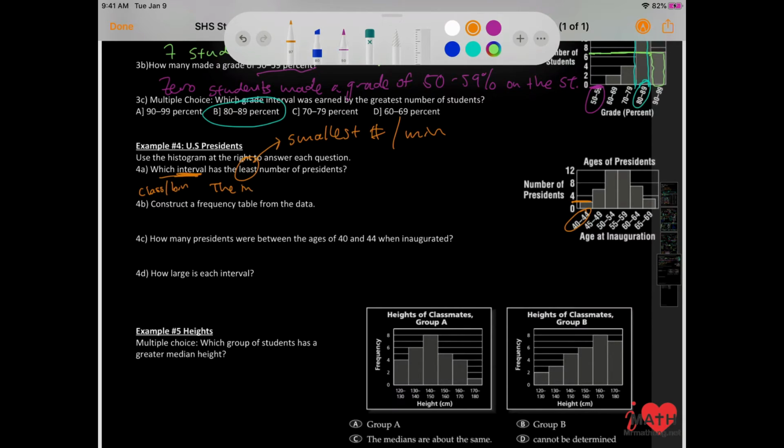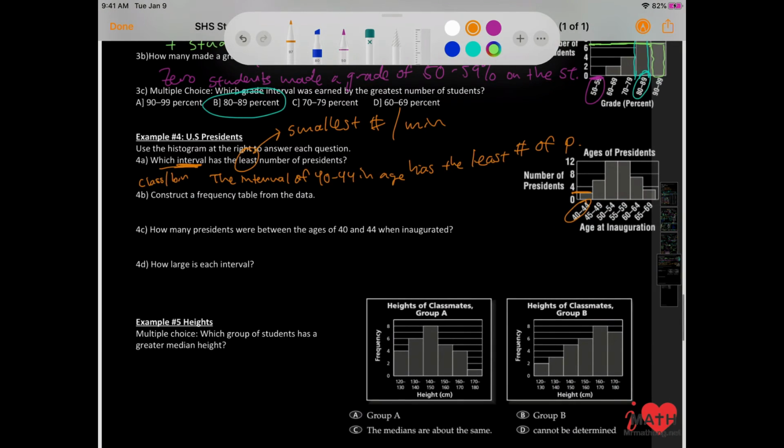The interval of 40 to 44 in age has the least number of presidents. Again, don't abbreviate on your quiz or test, but I'm just trying to go over these as fast as possible.